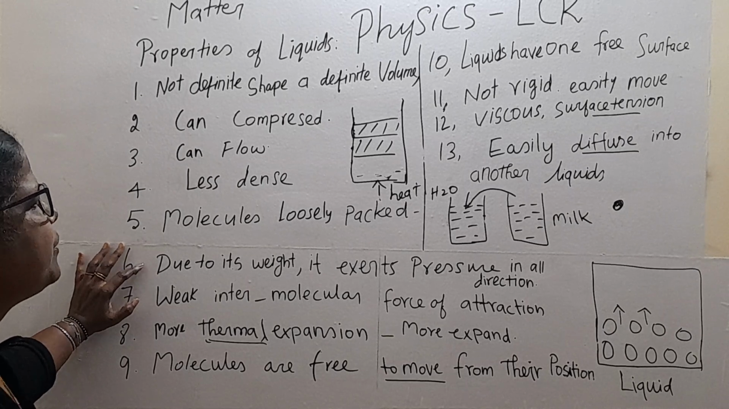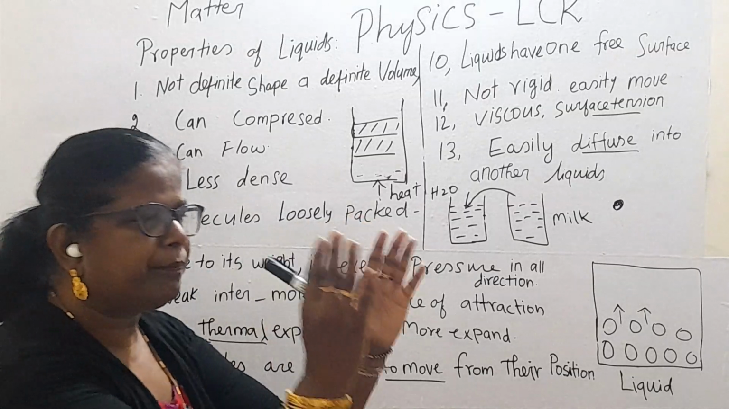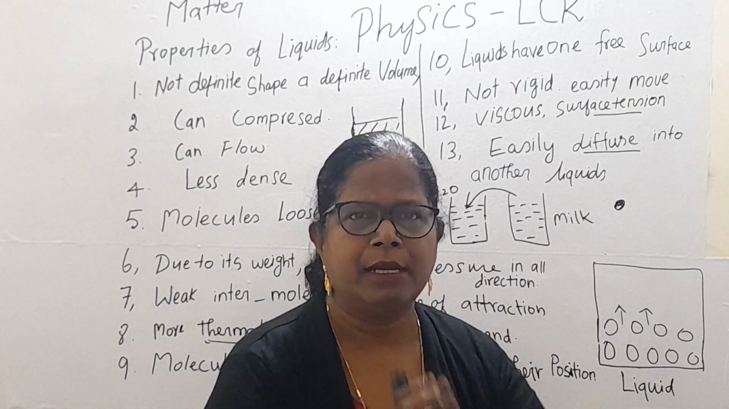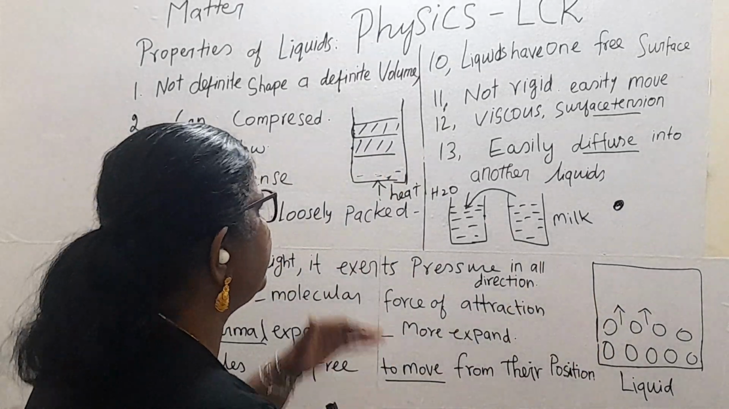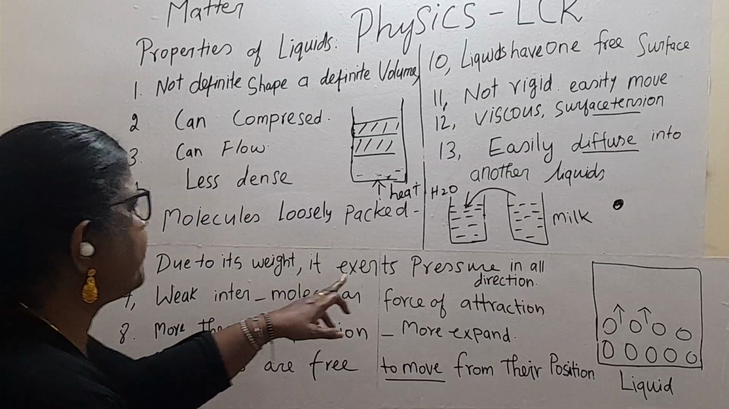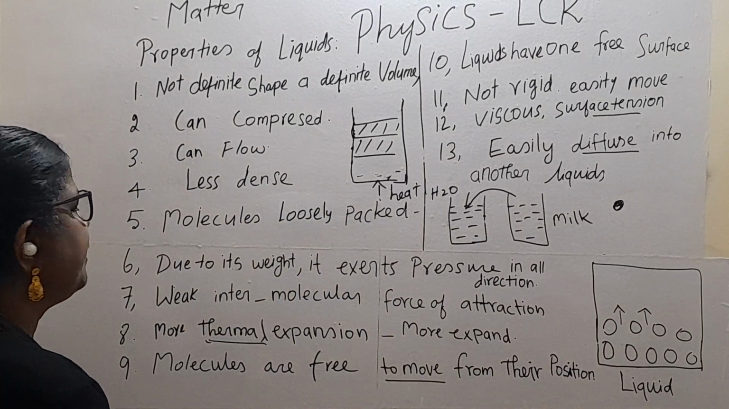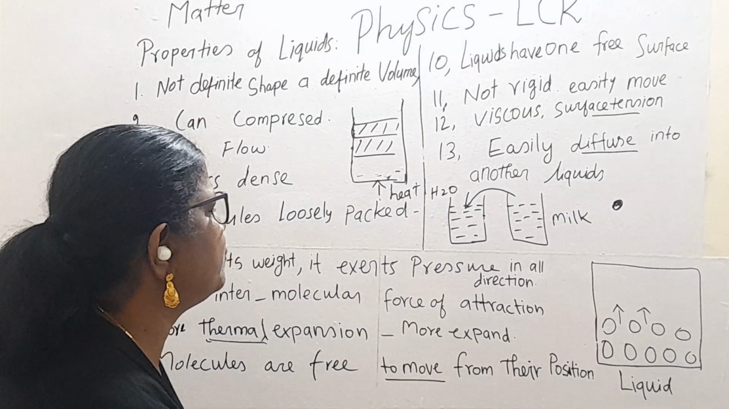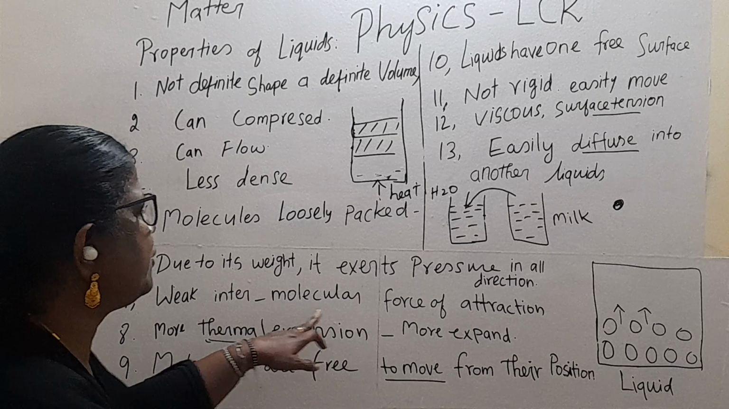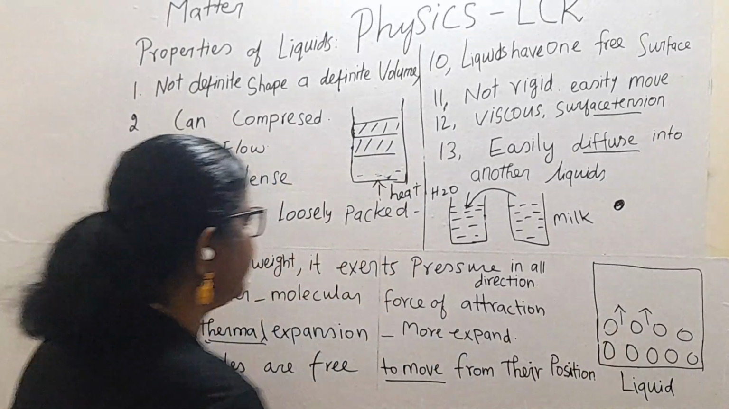Sixth point, due to its weight, it exerts pressure in all directions. Whichever container you are keeping the liquid in, it will produce pressure in all directions, on the sides and the bottom portion also. In a solid, only the bottom portion exerts pressure. Next, there is a weak intermolecular force of attraction. In between the molecules, the attraction is weak.